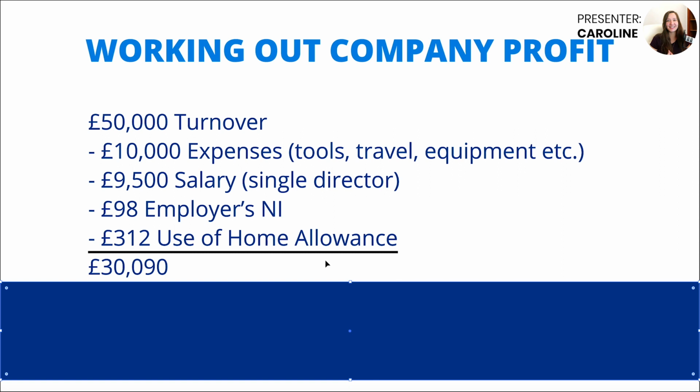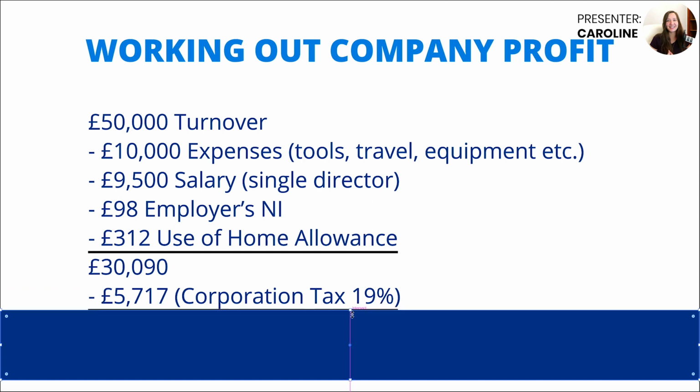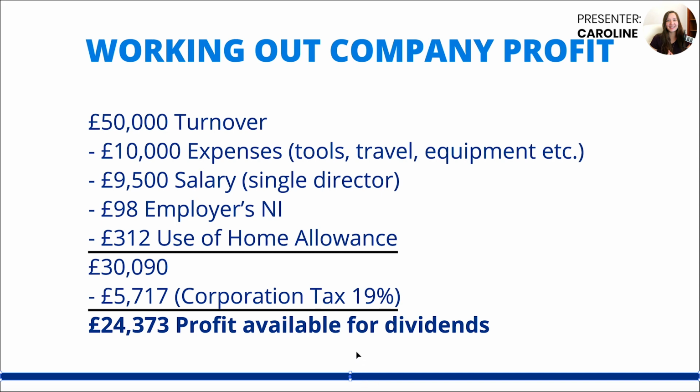Then we have our profit figure. So this is simply this 50k turnover minus all of these costs to the company. And we've got our operating profit here. The next step is to take away corporation tax. This needs to be paid over to HMRC once a year. And in this case, it's 19%, which is the 5.7k there. And finally, we've got our profit figure for dividends. So this is the leftover amount after corporation tax has been deducted from the operating profit.